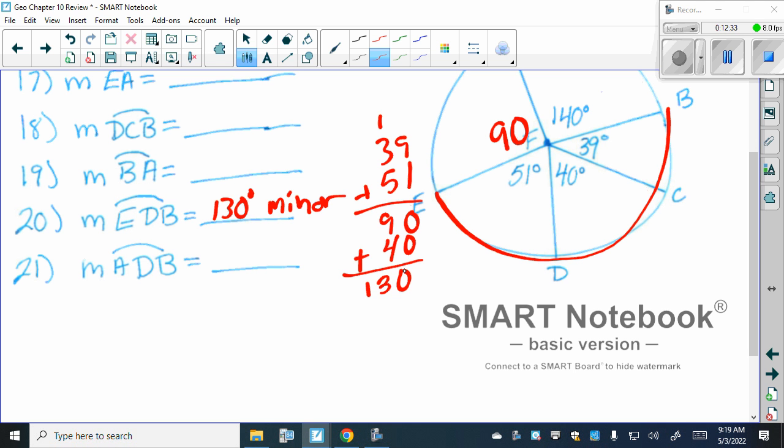Any other questions on these here? Do we kind of like these? Be careful on these because it's happened in years past. Because each one of these, exactly like on the test, it's going to want the measure and type. Because MBA is the measure of arc BA. So we want the measure in degrees and telling if it's major, minor, or semicircle. Exactly 180.